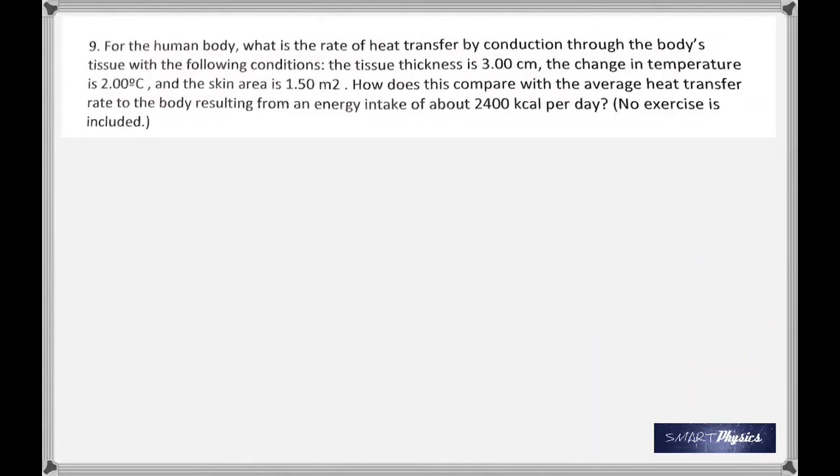In the 9th question, it deals with the human body and what is the rate of heat transfer by conduction through the body's tissue. So it's a direct question with the tissue thickness given. The change in temperature is 2 degrees Celsius and the area of the skin is 1.50 meters squared. How does this compare with the average heat transfer rate to the body resulting from an energy intake of about 2400 kilocalorie per day, which is from the food that you take, and no exercise is considered here, which will complicate matters. So conduction, Q by T, Ka, T2 minus T1 by D.